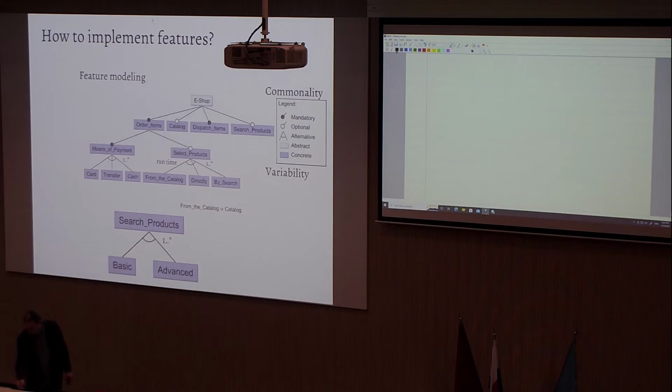So what do we have here? The search products can be basic and advanced. There might be different options, of course, depending on what you need. So one thing is that you can have this. Maybe this is a better option. So product search, or whatever we call it.